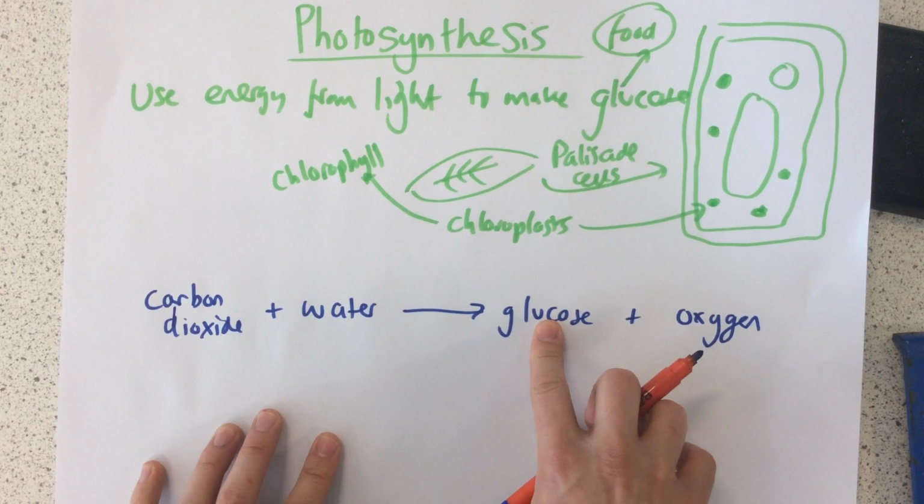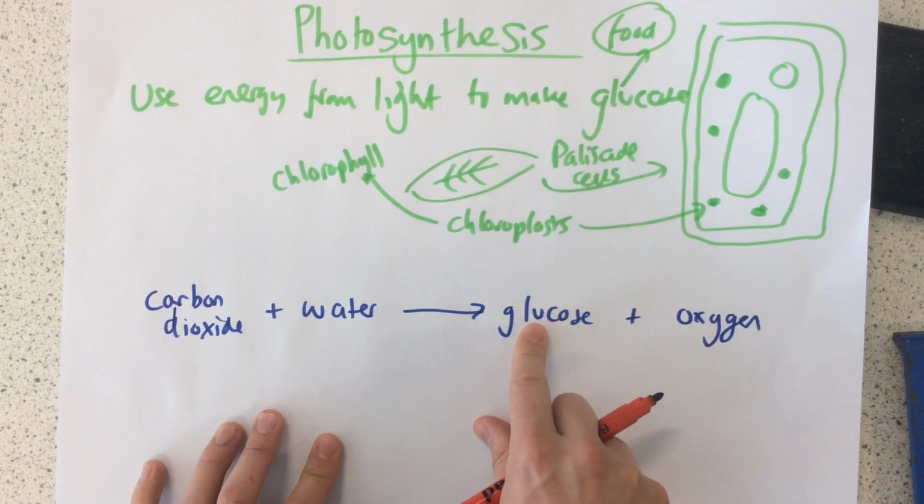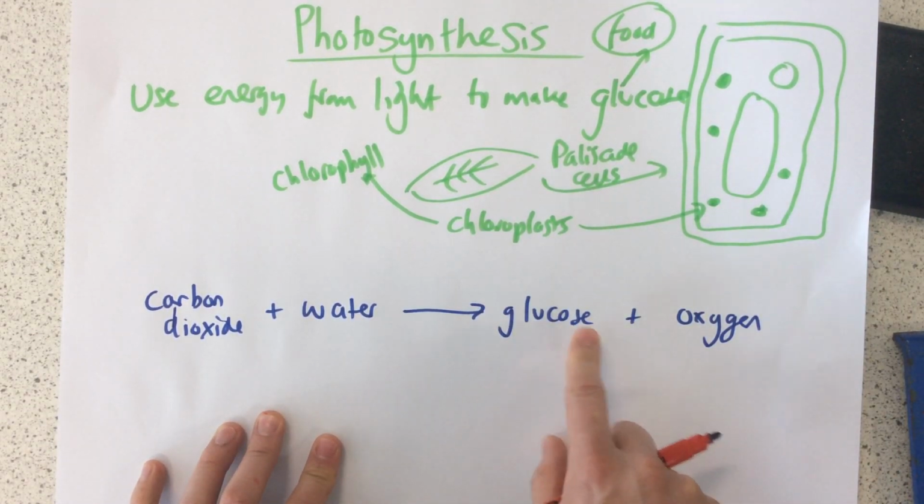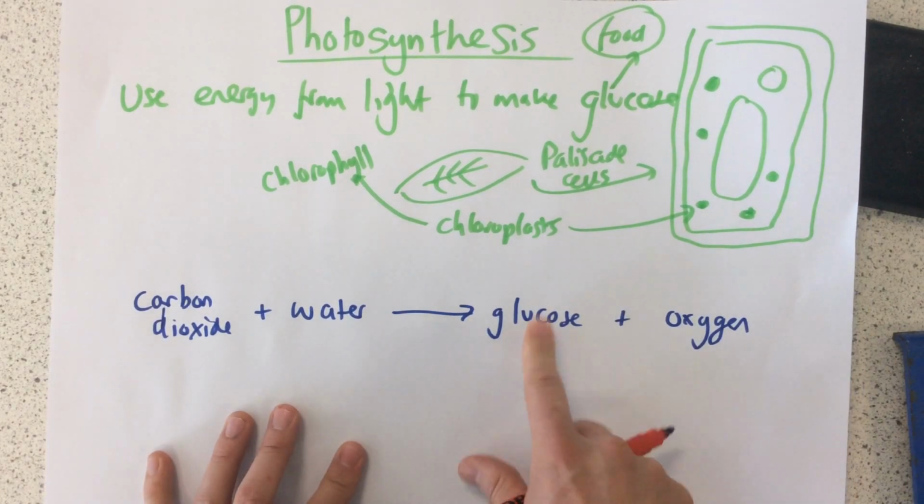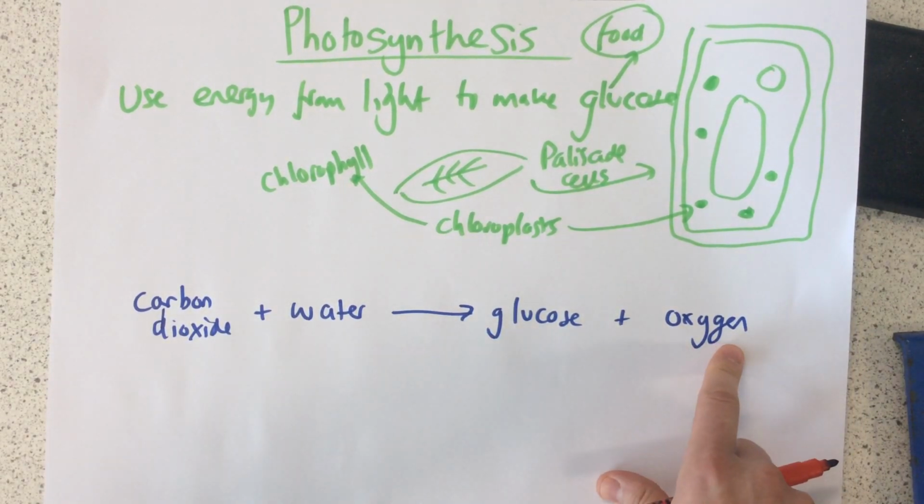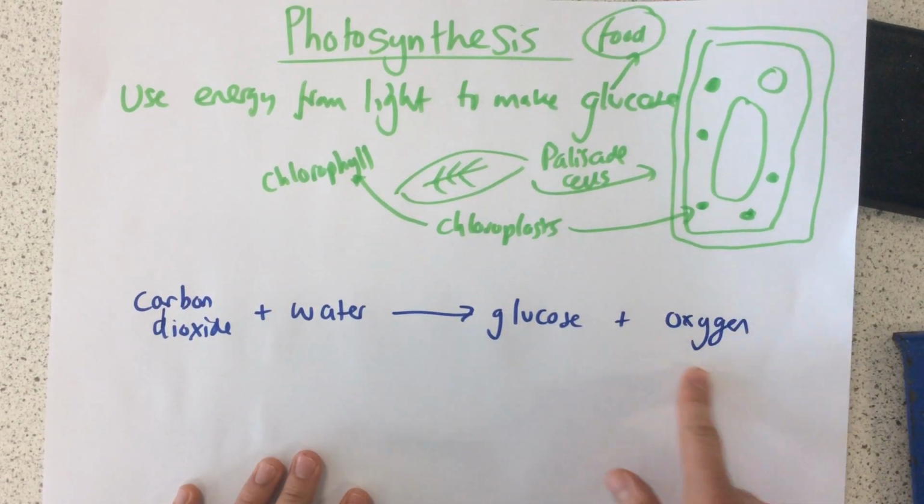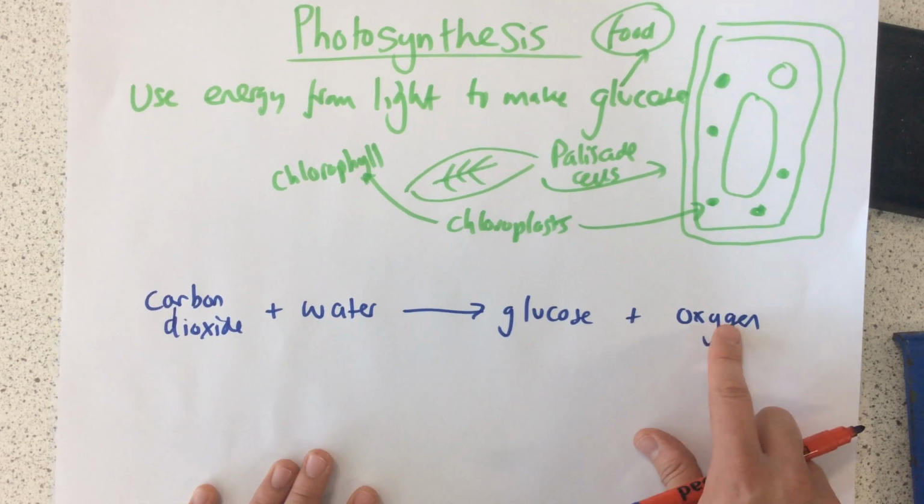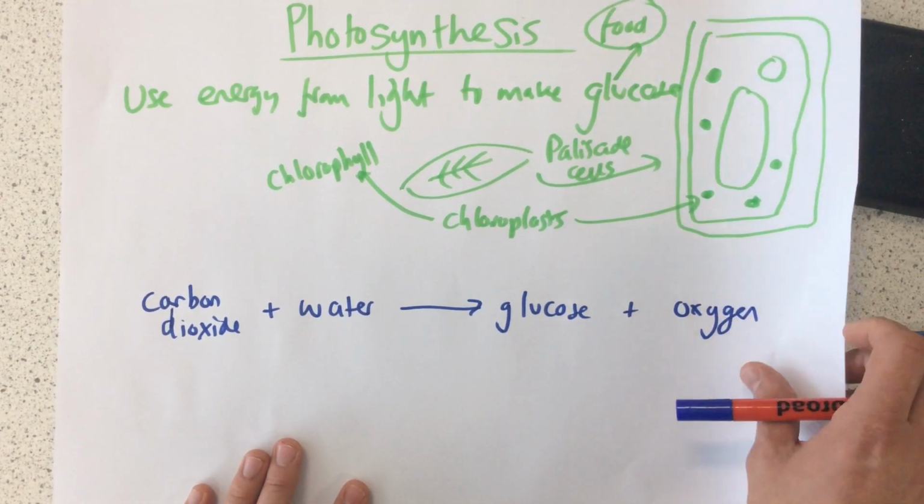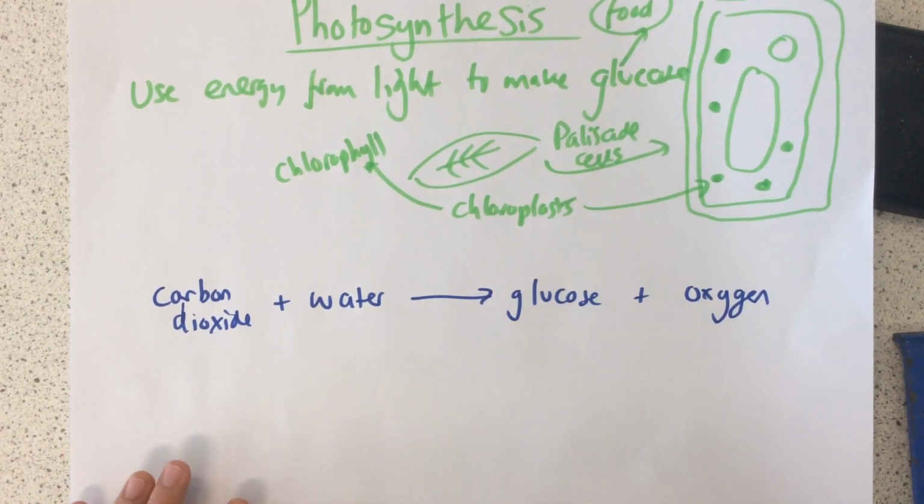The things that are produced are glucose, which you could use for loads of different cellular processes because it provides the energy in aerobic respiration or anaerobic respiration, and oxygen. Now this is good news for us because oxygen gets released from plants and we actually need this to breathe in for aerobic respiration as well.